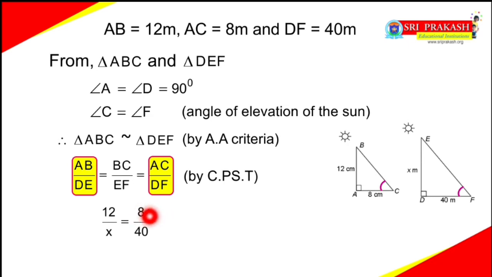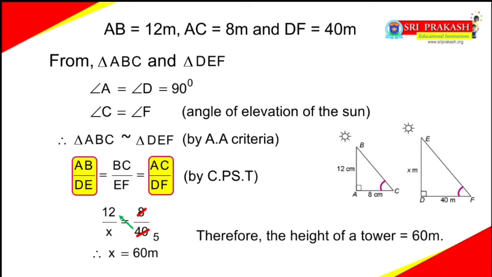Now let us cancel 40 with 8, 5 times, and let us shift 5 from RHS to LHS. Then we get x is equal to 12 into 5, which is equal to 60 meters. Therefore, the height of the tower is equal to 60 meters.